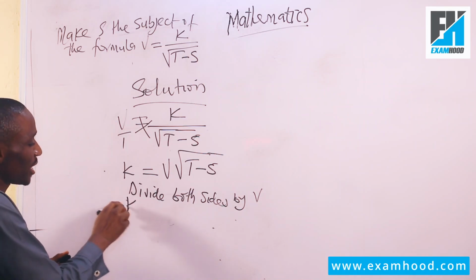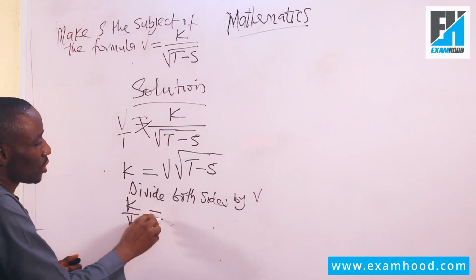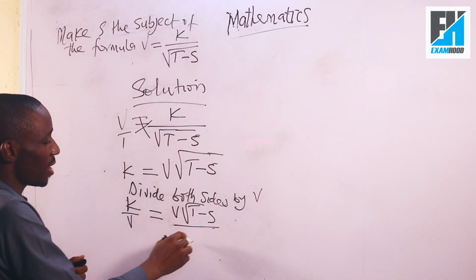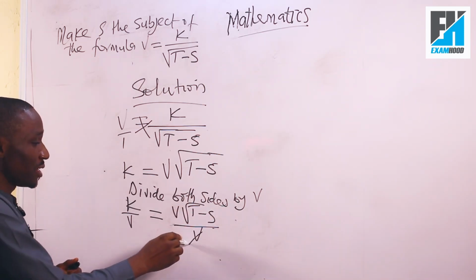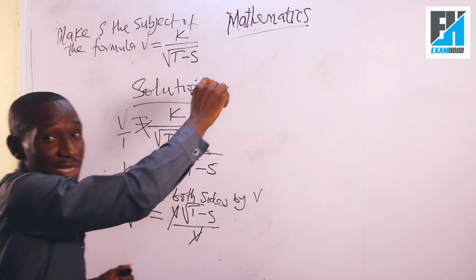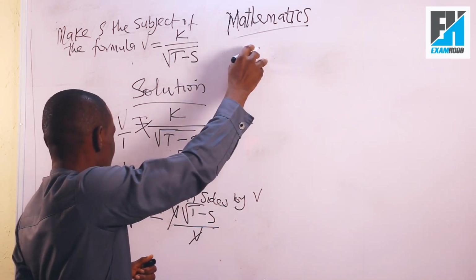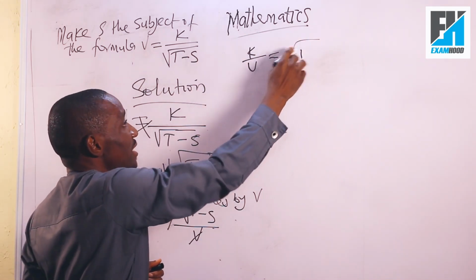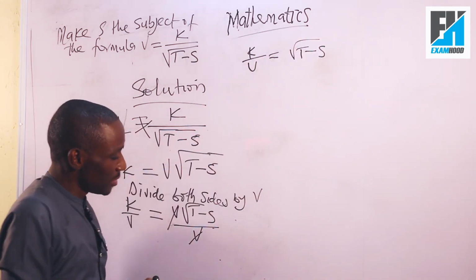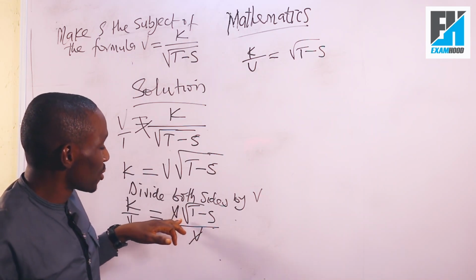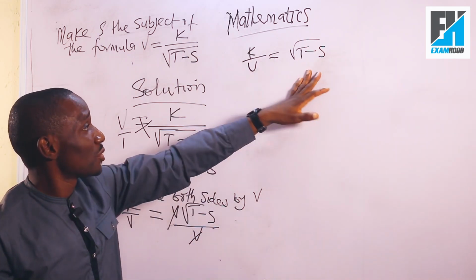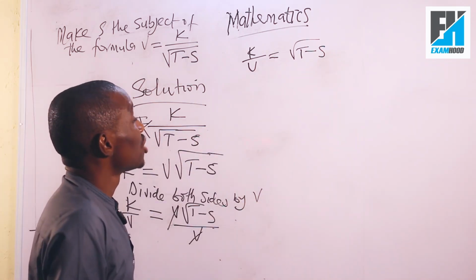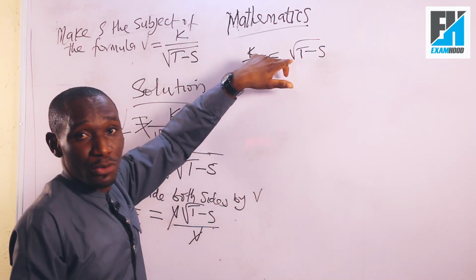So it will be K over V is equal to V root T minus S over V. This V will cancel V. You are left with K over V is equal to root T minus S. So you have been able to eliminate V from this side. You are left with T and the square root to remove. So the next step is to find a way of removing the square root sign.